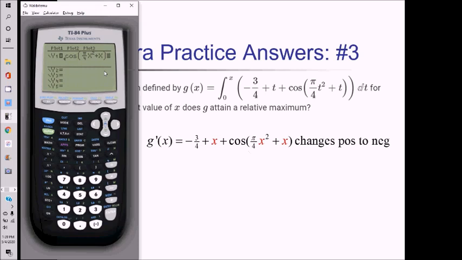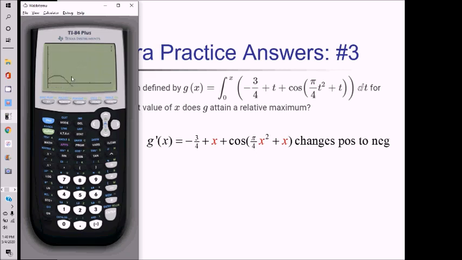So here I am on my grapher. I've entered this g prime function as my y1, and I'm going to graph it now. I'm going to go to window first though, and I want to do this from 0 to 3 because that's the interval they said that this function is actually valid in. So 0 to 3, there we go. And let me do zoom fit. Now I'm going to zoom 0. So here's our g prime.